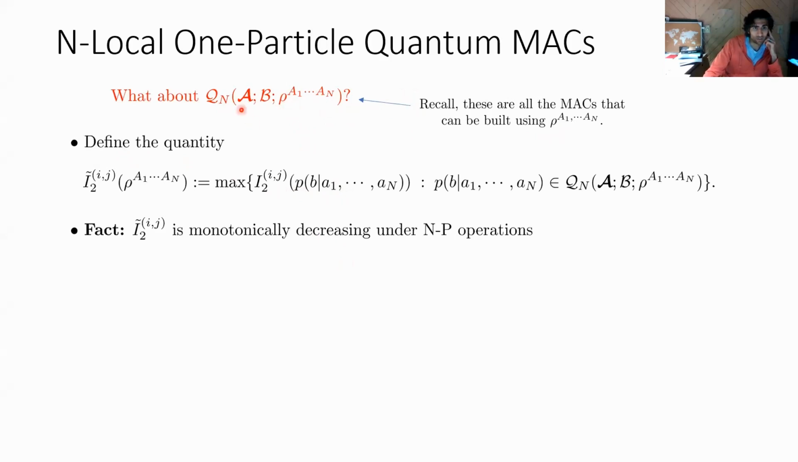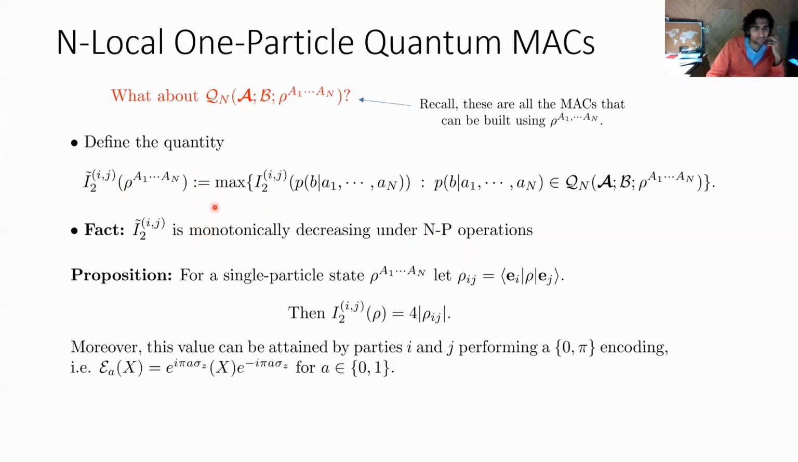And so the first thing you can show is that this quantity, this I2 tilde, turns out to be a monotone under these free operations in our theory here, which is good. So it indicates that it's giving us something physical, or that we're onto something as far as a communication resource.